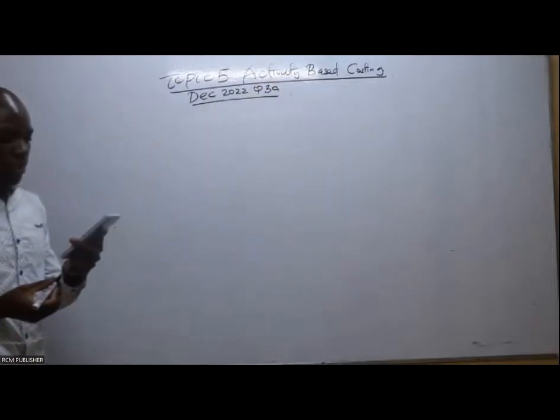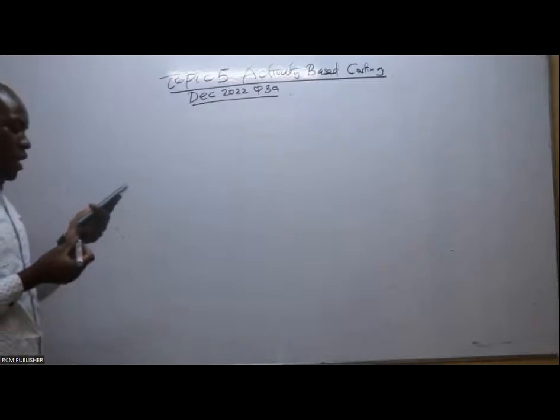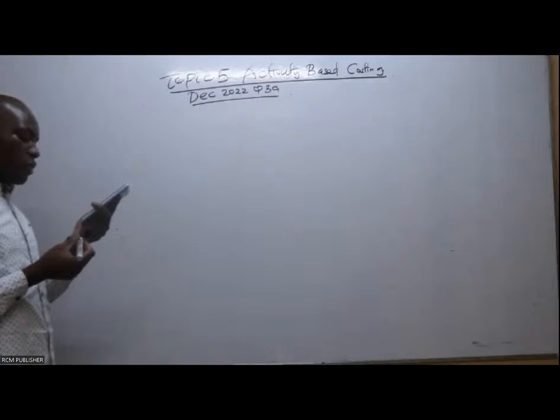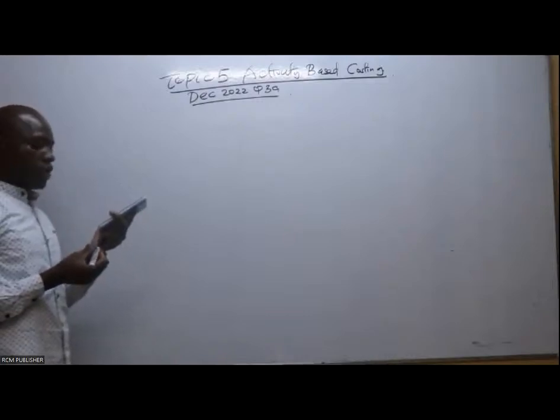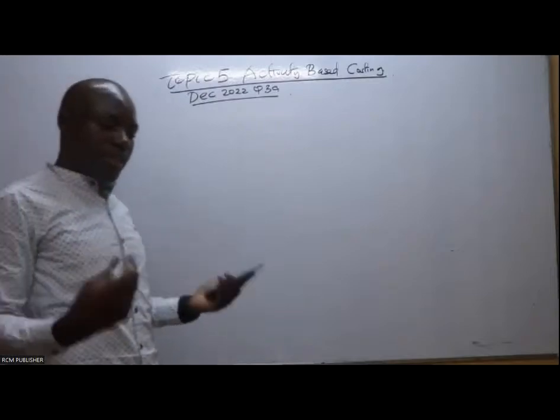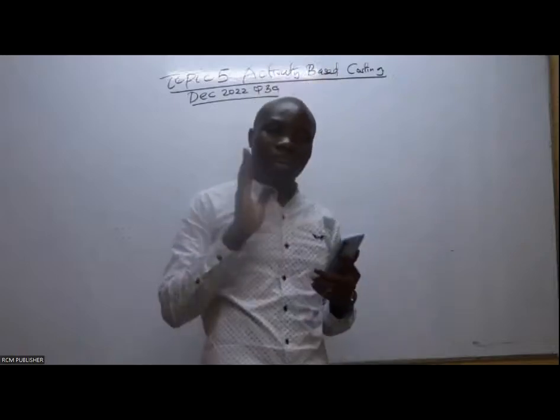Required: Using activity-based costing, determine the cost and gross profit per unit for each product during the period. That's all. There's nothing they're going to hide from you. They just give you the way we are learning it here.